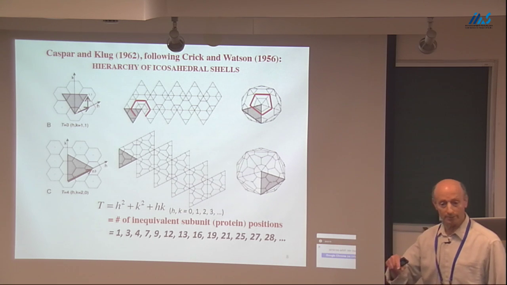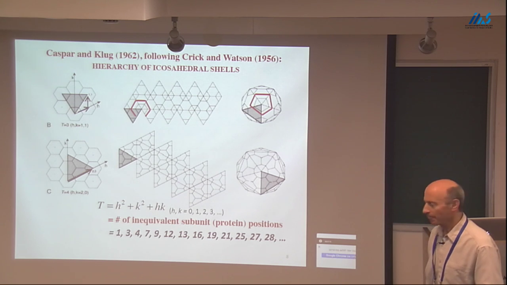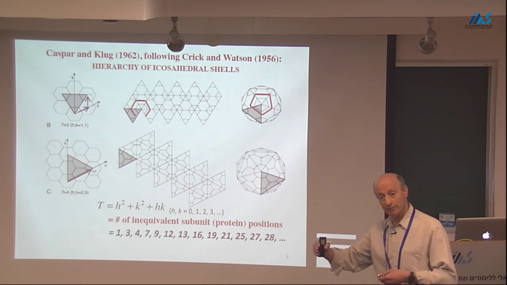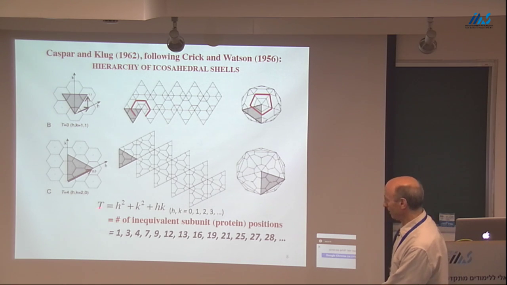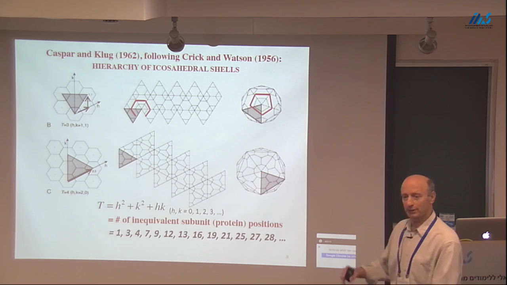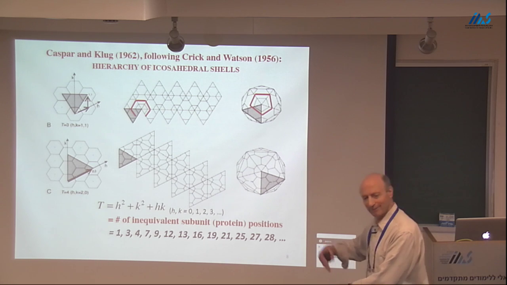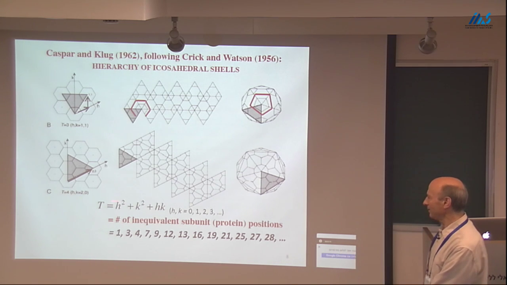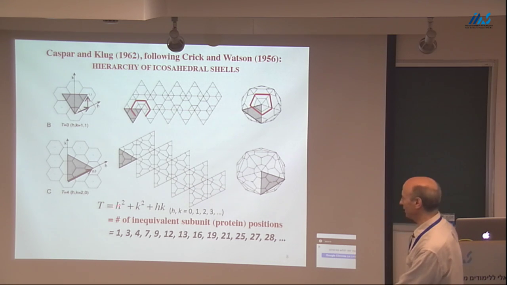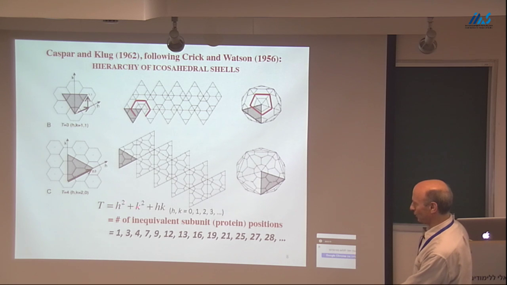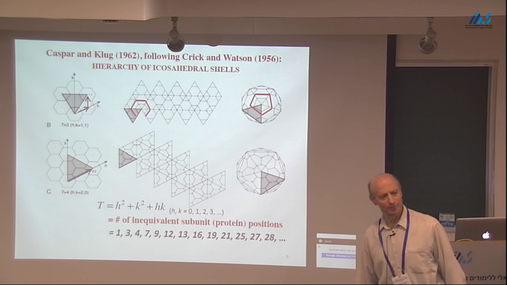When you do that 12 times, you will not just have a closed shell, but you will have one that's icosahedrally symmetric. And they show that there's an infinite but discrete hierarchy of such shells, and they're formed by all the possibilities for taking a non-negative integral number of steps along one direction, then similarly along the other. And the number of inequivalent positions involved is given by h squared plus k squared plus hk, and it turns out to be this special set of numbers.